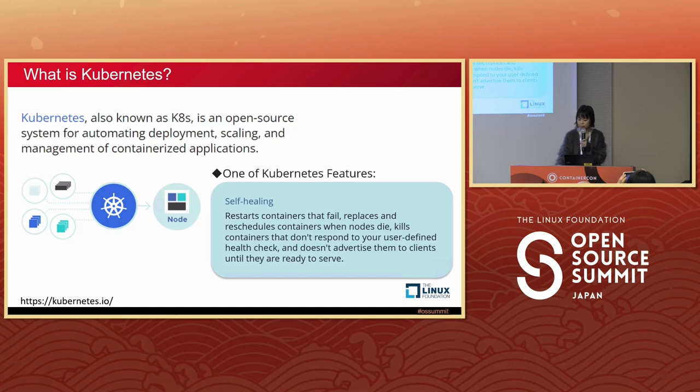And Kubernetes has many features, and one of the most attractive features is self-healing. Self-healing restarts containers that fail, replaces and reschedules containers when nodes die, and kills containers that don't respond to your user-defined health check, and doesn't advertise them to clients until they are ready to serve.